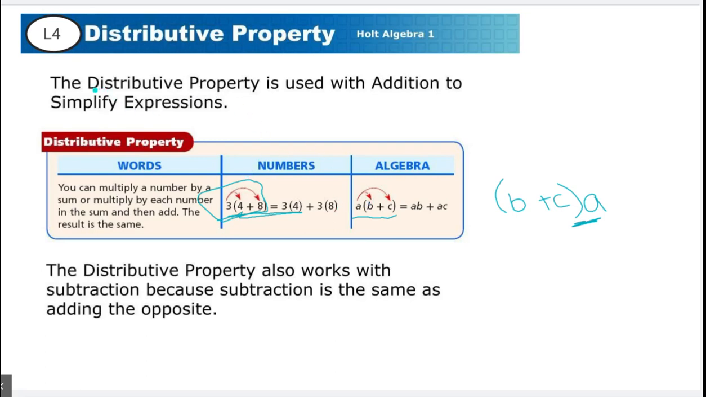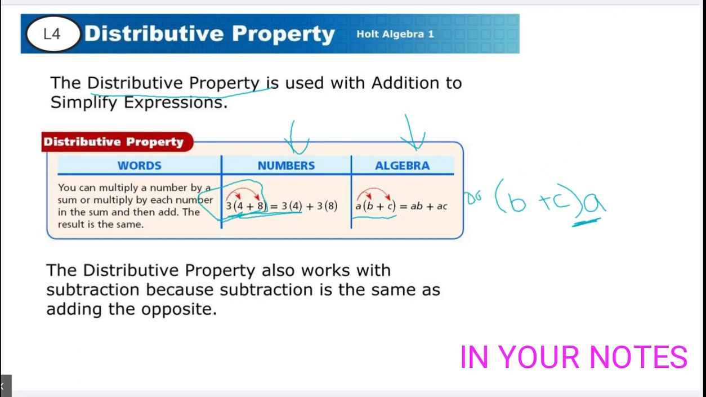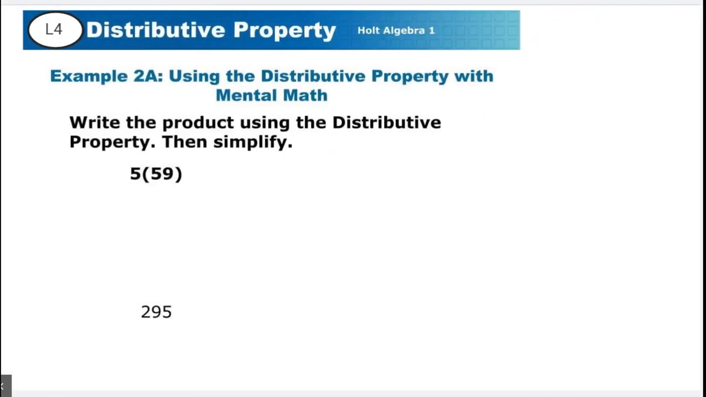You could put distributive property and you could put these examples, numbers and algebra and this. I will write or because the algebra is either before or after, and the numbers either before or after, okay, and this. So we're gonna do the distributive property to do mental math, and I do use this when I'm doing mental math. You can put this in your notes if you'd like to or not.